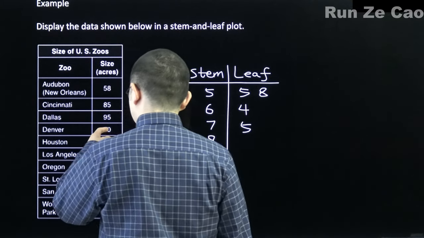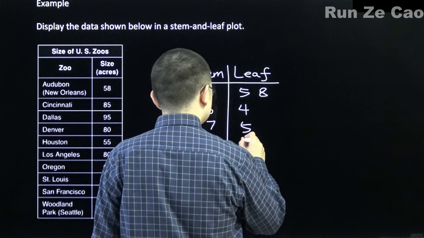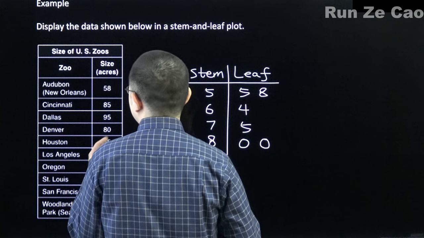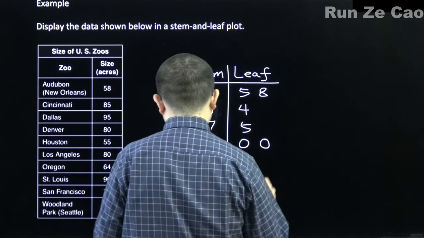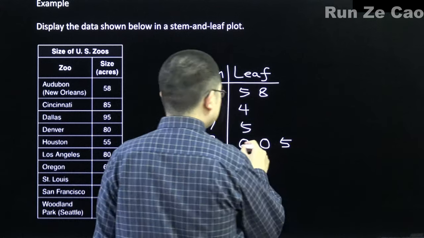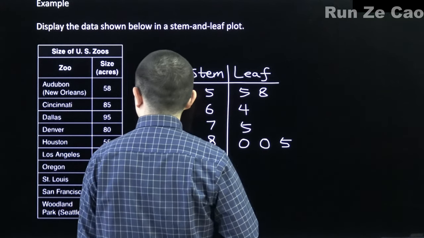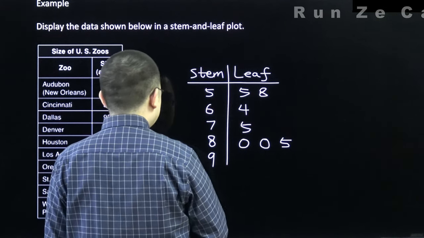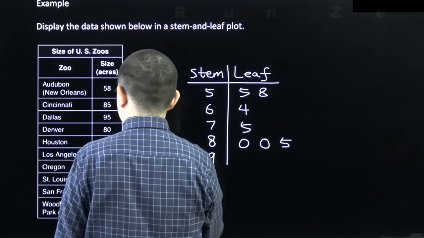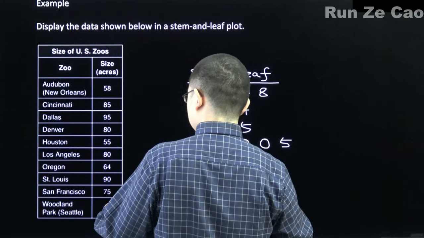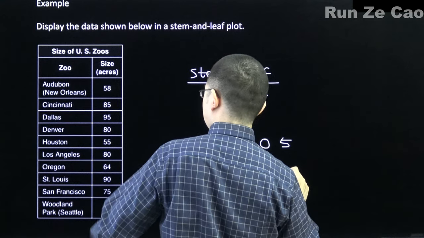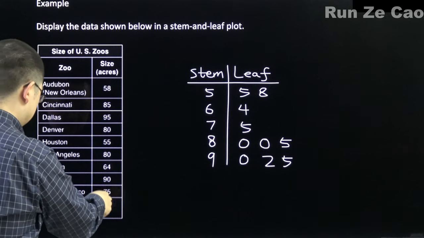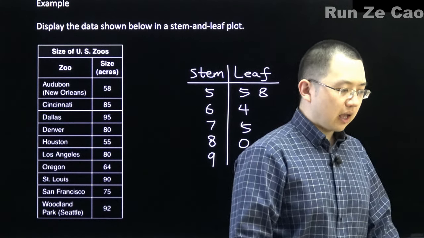For the 80s, you have an 80, another 80. Depending on convention, you may or may not be required to organize your stem and leaf plot in increasing order of leaves. So I could have written 5 and then 0 and then 0 again. For nines, we have a 90. We have a 92. We got a 95. Now we count these up and there are 10 points. 1, 2, 3, 4, 5, 6, 7, 8, 9, 10. Okay, good. We didn't do any miscounting. Wonderful.